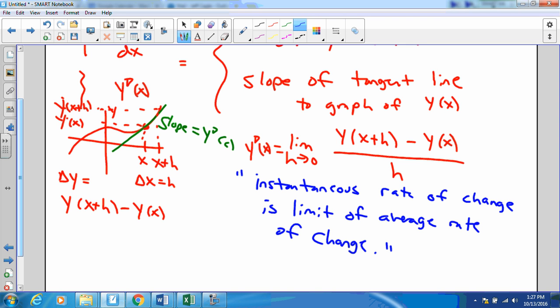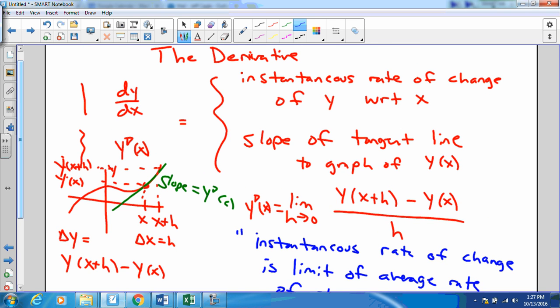Yes, sir. So the limit of average rate of change is the same as the slope of the tangent? Exactly. It's the same as the slope of the tangent line. It's the same as the instantaneous rate of change, and is called either dy dx or y prime of x.